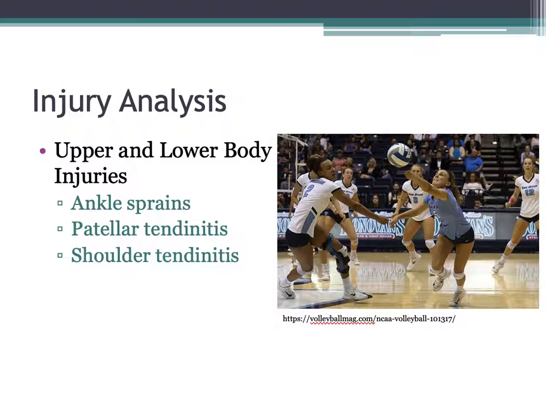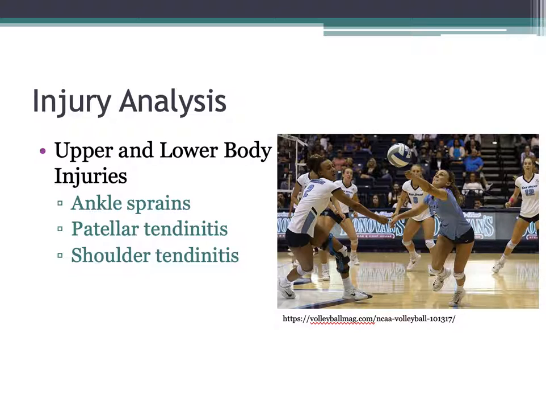Patellar tendonitis occurs due to volleyball players spending a majority of their time jumping during training, such as drop jumping, loss of balance, and one-footed landing. Another factor that causes this type of injury is the number of years a volleyball player has competed.